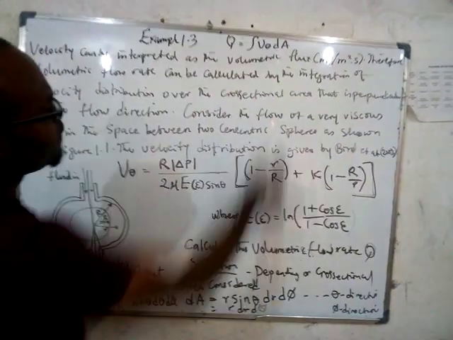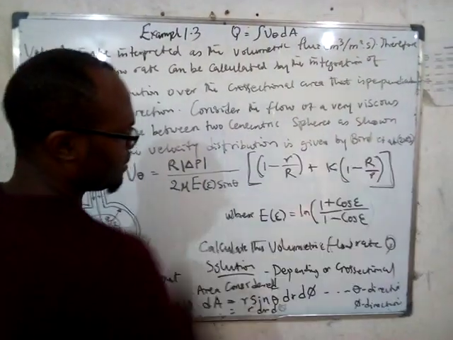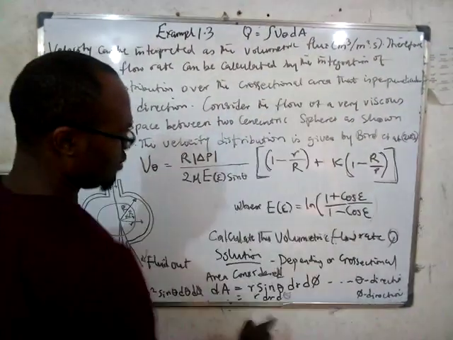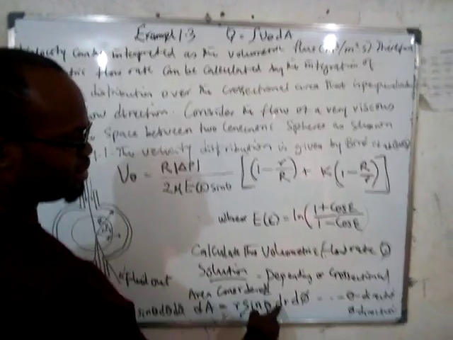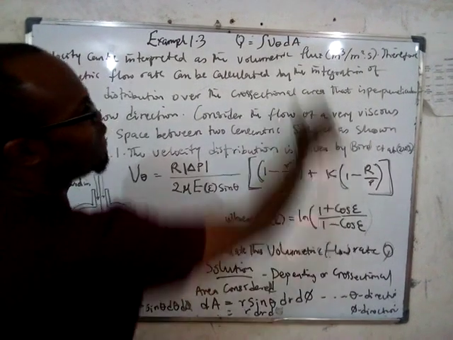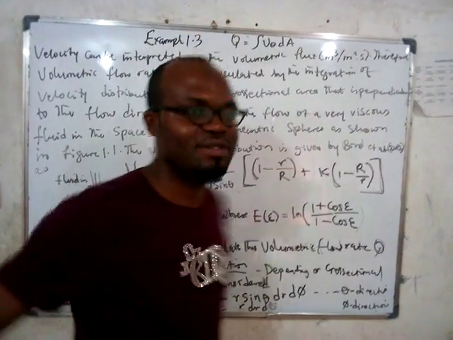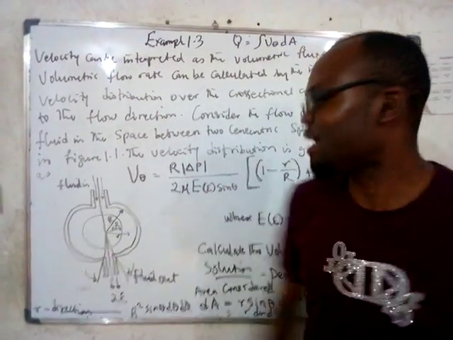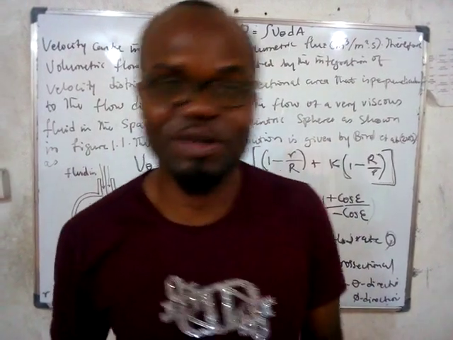So using this equation, in place of v theta, we'll put this expression. Then in place of the A, we'll put this very expression, the A equal to r sine theta dr d phi. Once we put it here, we can solve by taking the integrals at the proper limits, and that's what we're going to be doing in the next video.